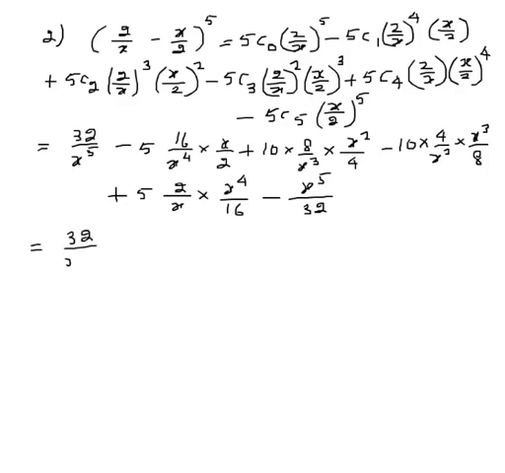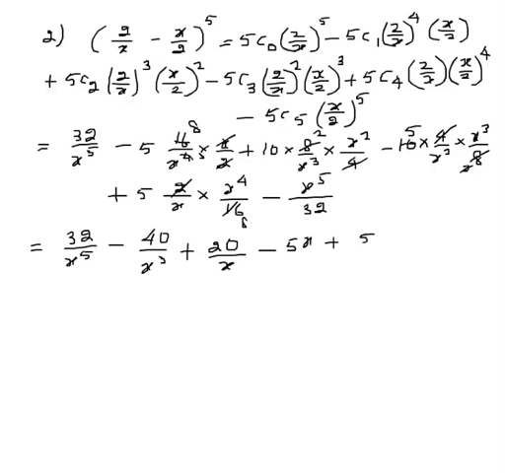Therefore, the answer is 32 divided by x raised to 5 minus, let us simplify this, we get 40 over x cube plus 20 over x minus 5x and plus 5 divided by 8x cube, and last term is minus x raised to 5 divided by 32.